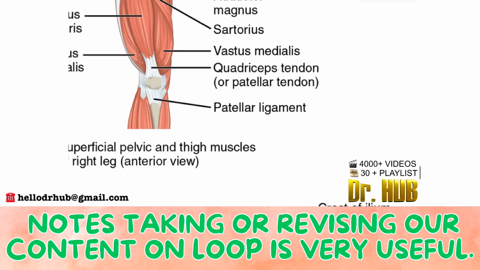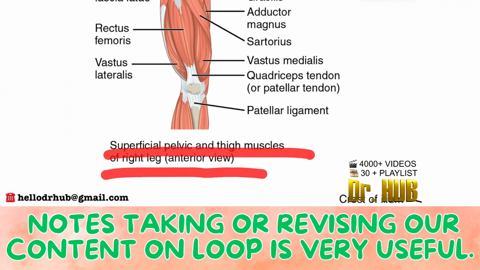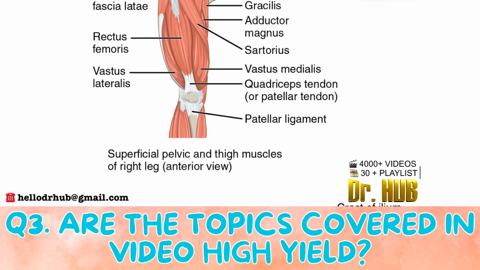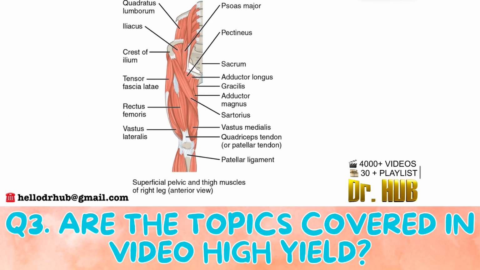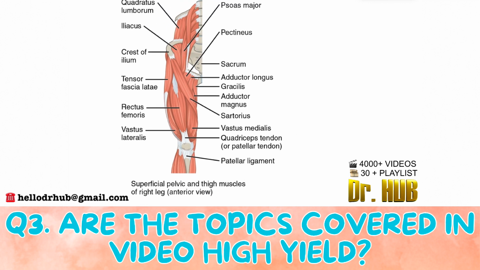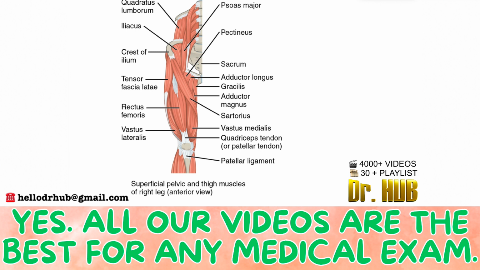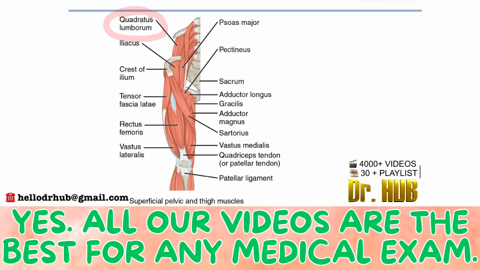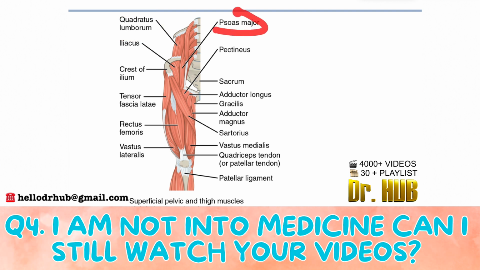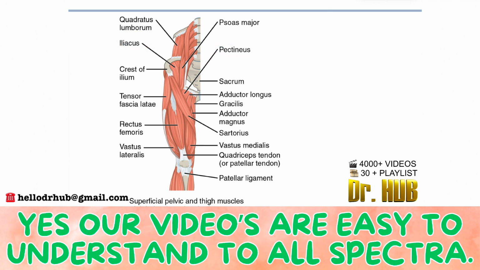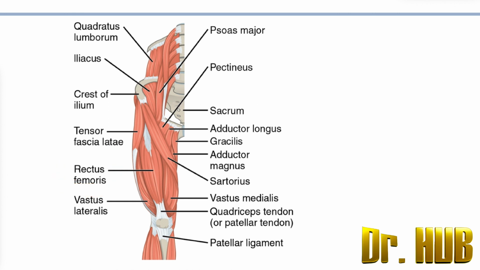So in the superficial pelvic and thigh muscles, before we go ahead with the movements at the hip joint, let's understand what muscles are present here. The muscles include the quadratus lumborum. Next, there is also the psoas major. There is the iliacus, the pectineus, the crest of the ilium, the tensor fascia lata, and the rectus femoris.